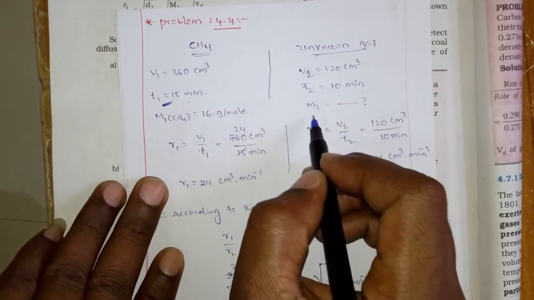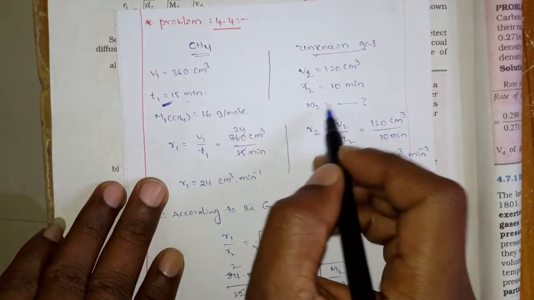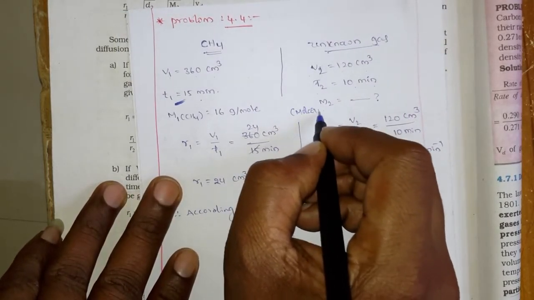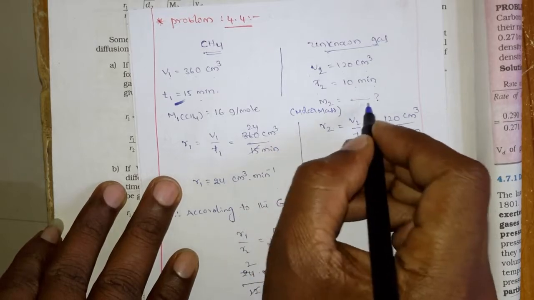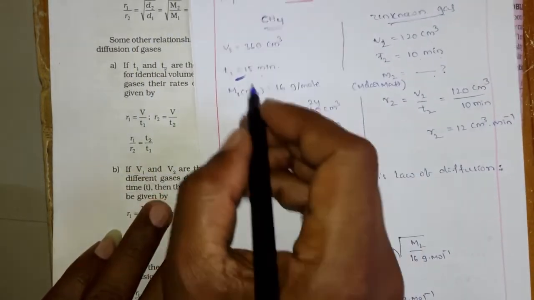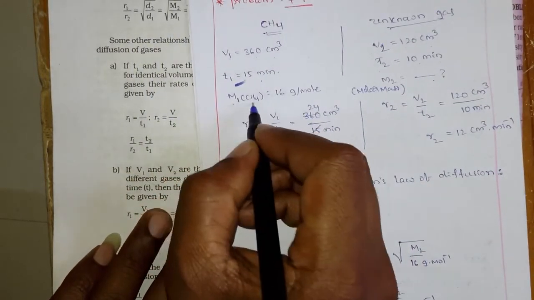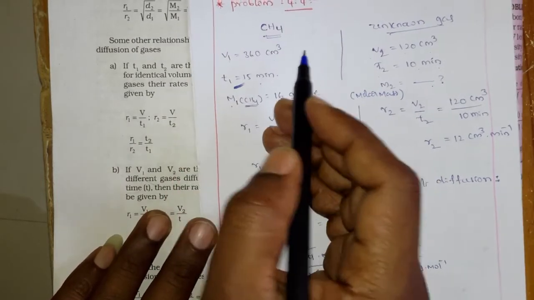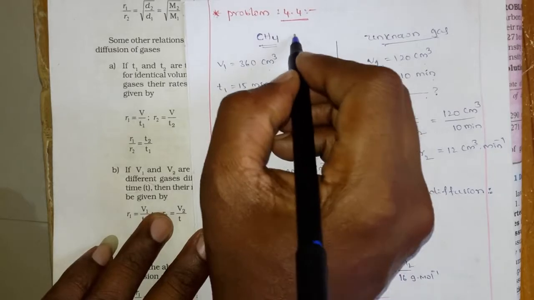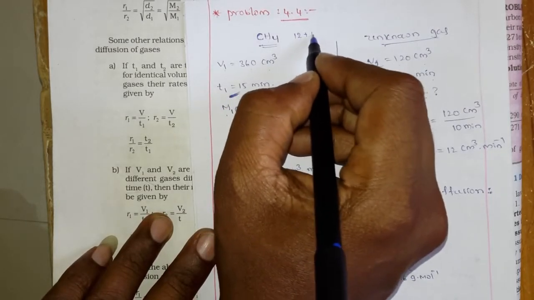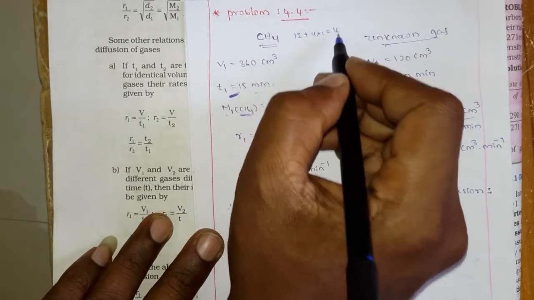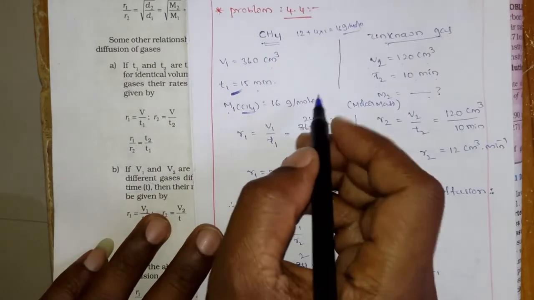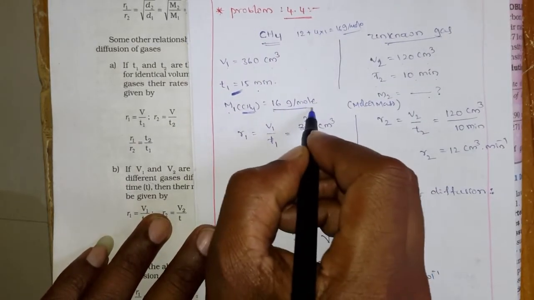Okay, so what you have to find is the molar mass, M2. M is nothing but molar mass. For the first gas, methane, what is the molar mass? Carbon is 12, hydrogen is 1, and 4 hydrogens are there, so 12 plus 4 into 1 is 16 grams per mole.